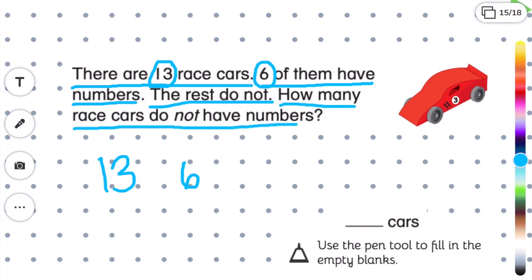So we have a whole number on one side of our equation, and then we have one part and we have another part missing. So that's what we're figuring out. 13 is the same as 6 plus 7. So there are 7 cars that do not have numbers.